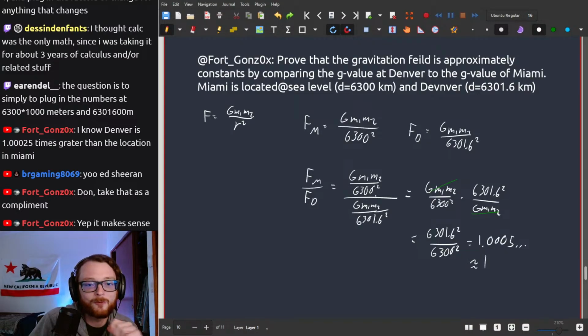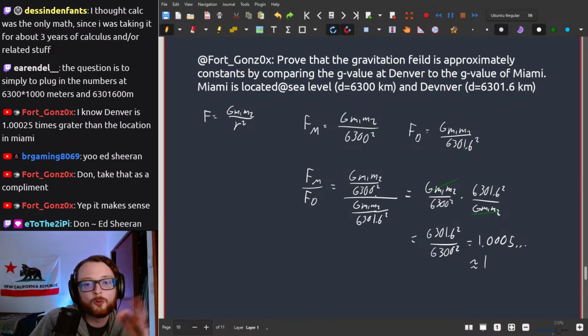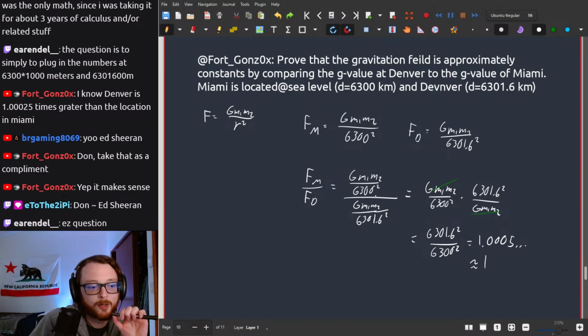You see, this style of question is a little bit trickier. If they just said you doubled one of the masses, it would have been a lot quicker.